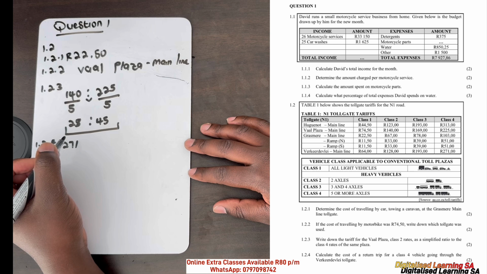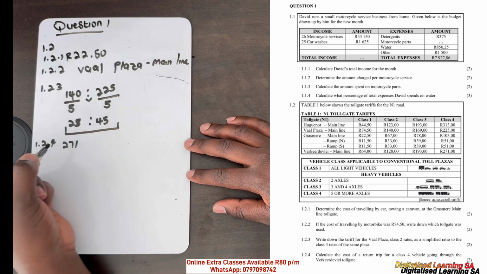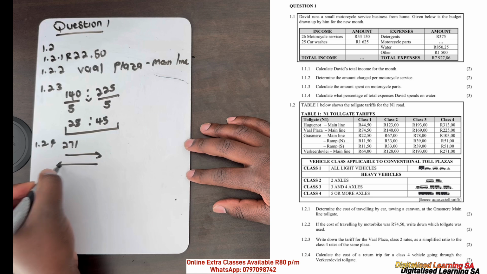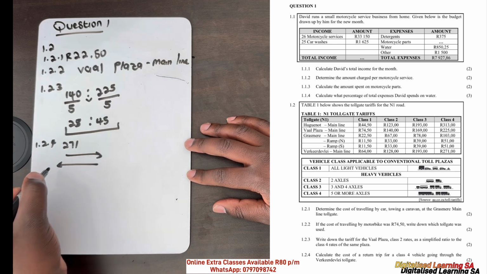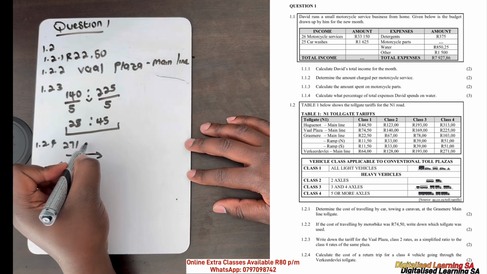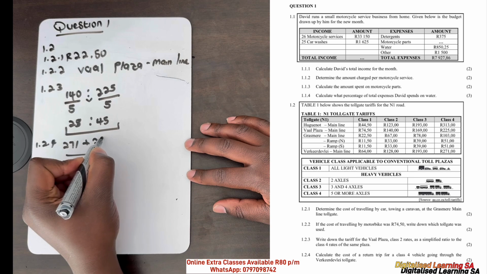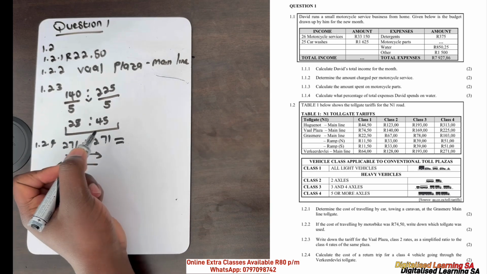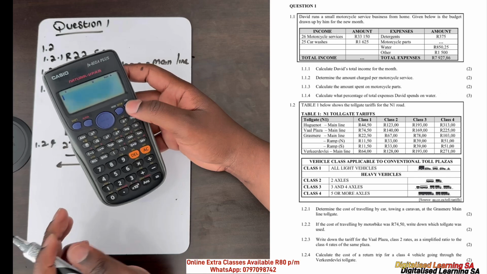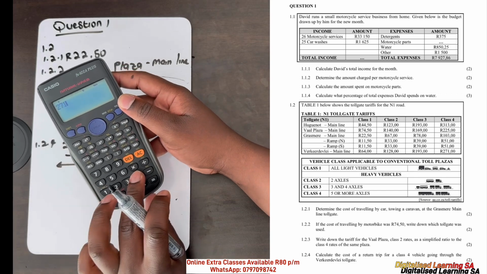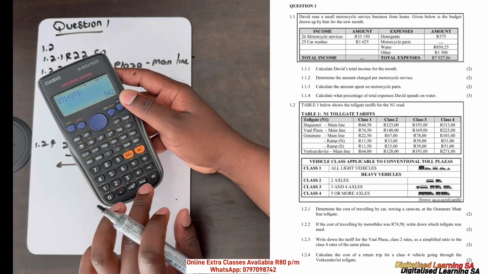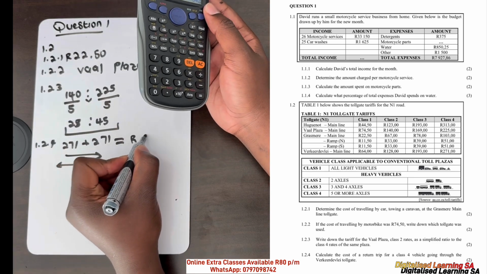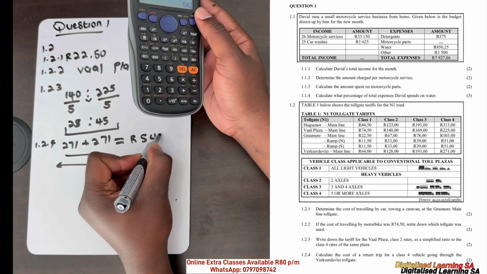So remember the question says that for a return trip, meaning that it is going and going back. So you will pay while going and then pay while going back again. So we can just say plus 271, or we can just multiply by 2, either way. So if we add the 2, so it's 271 plus 271, the cost will be 542.